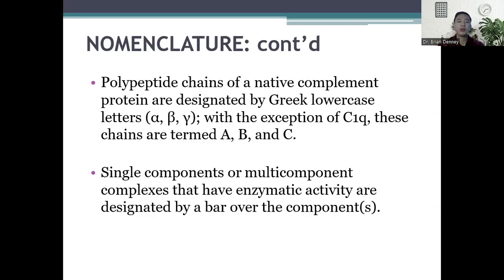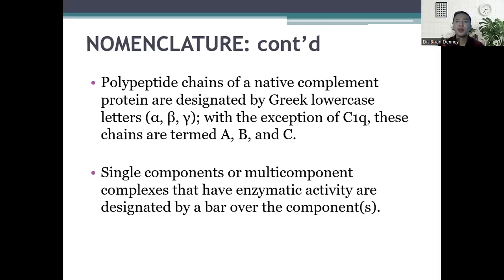Single components or multi-component complexes that have enzymatic activity are designated by a bar over the components. You know what a bar is? You know what an underline is. For example, the word nomenclature: if we place a line below it, we underline the word. But if we place a line above the word nomenclature, we place a bar. So it's just the same.